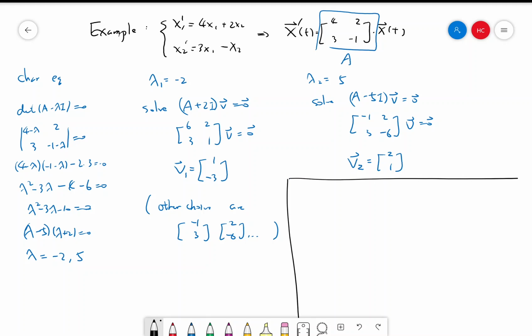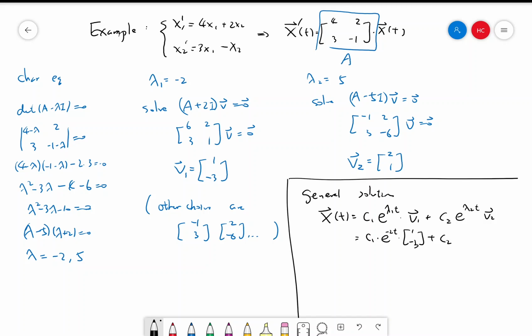So that's it. The general solution is of the form x equals c1 e to the lambda 1 t times v1 plus c2 e to the lambda 2 t times v2. So it's equal to c1 times e to the negative 2t times (1, negative 3) plus c2 times e to the 5t times (2, 1). So that's one way to write it.